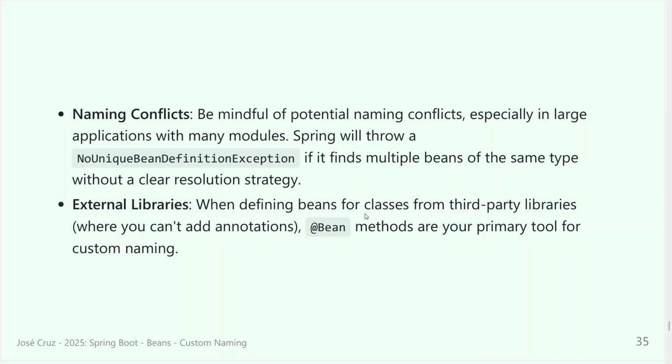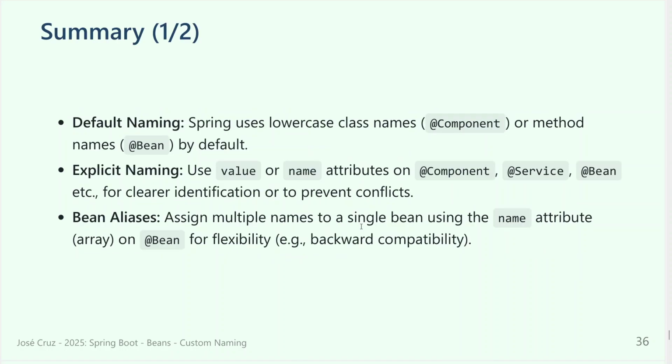External libraries, when defining beans for a class from third-party libraries, bean methods are your primary tool for custom naming. I created a video in the past about when to use these beans, and usually it's when you need more customization or you don't have access to the code. So you cannot use repository or service, and you just have to create a method that creates an instance of that class and returns it as a bean.